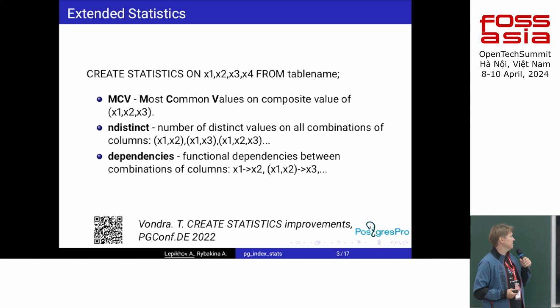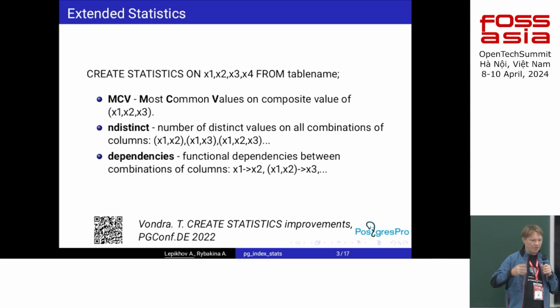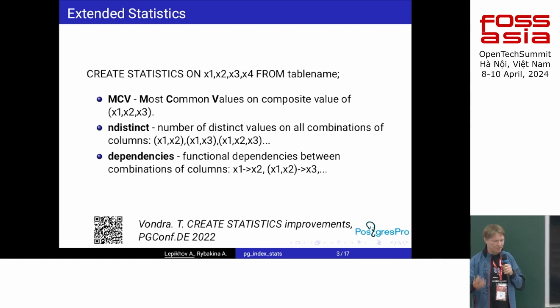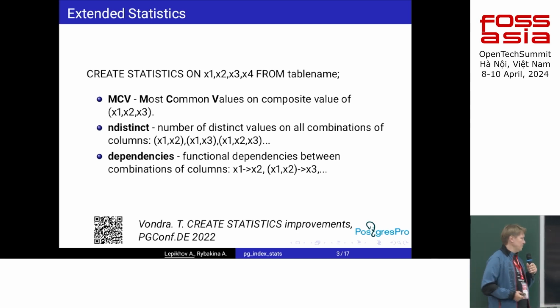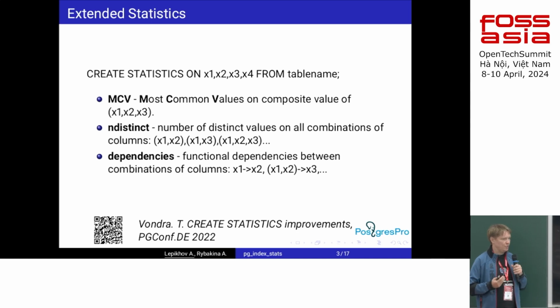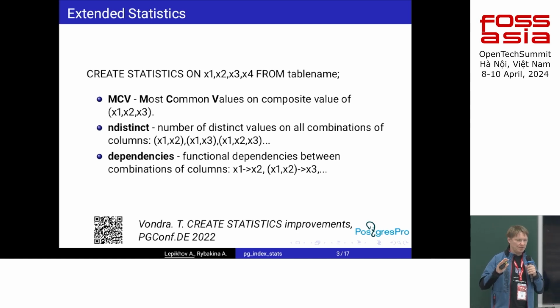Right now, extended statistics contain three types of statistics. At first, it's most common values, values which you frequently find in the table. Then the number of distinct values, which is calculated across all possible combinations of columns you use in these statistics. And dependencies, which try to identify functional dependencies between separate columns or combinations of columns.